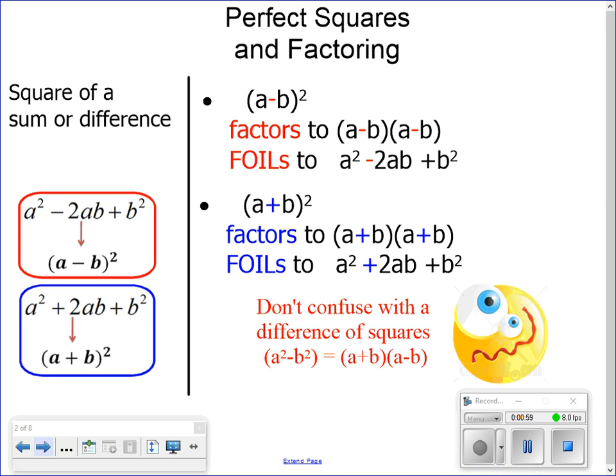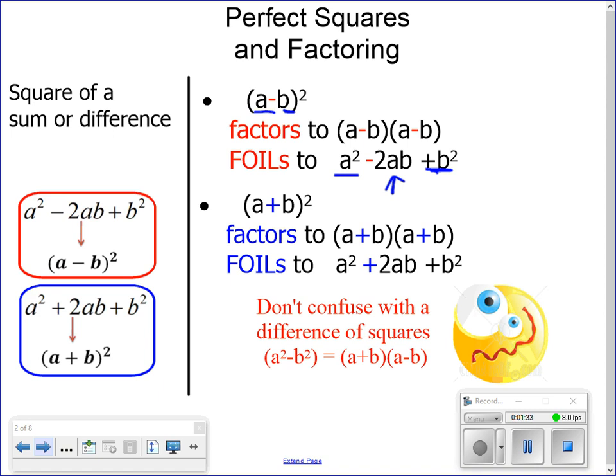As we FOILed it, we saw there's a shortcut here. To get a squared, we square the first term in the binomial. To get the last term, we square the last term in that binomial. And to get the middle term, the 2ab, we take a and b, multiply them together, and multiply that by 2. If it was the square of a sum, it would be added, and if it was the square of a difference, then that middle term would be subtracted.